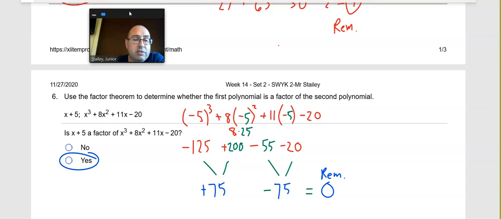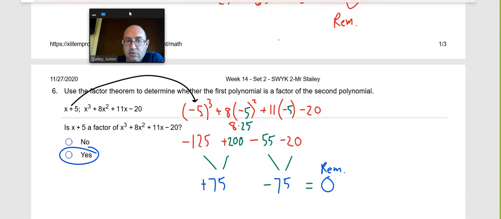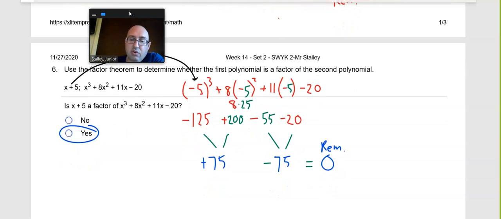Question 6, x plus 5, that translates to -5. Plugged it in, ended up with 0. That's a yes. Okay, so remainder 0, the answer is yes, it's a factor. Remainder not 0, the answer is no.